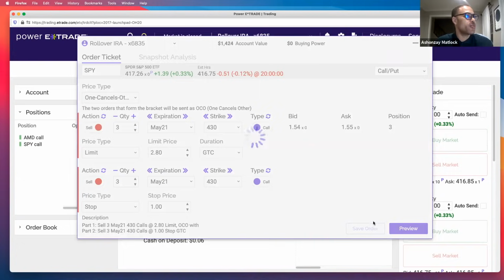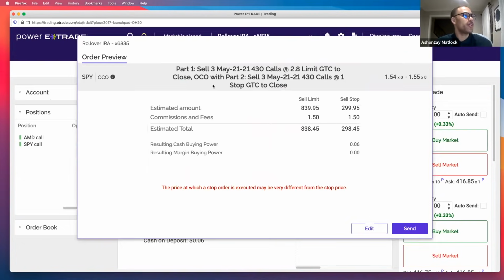All I got to do is hit preview and it shows me I will either be making $838 or I'll be walking away with $300. And then I can hit send and boom, it sets me up. And now my whole trading plan is automatically done. And you literally can do this for any position.